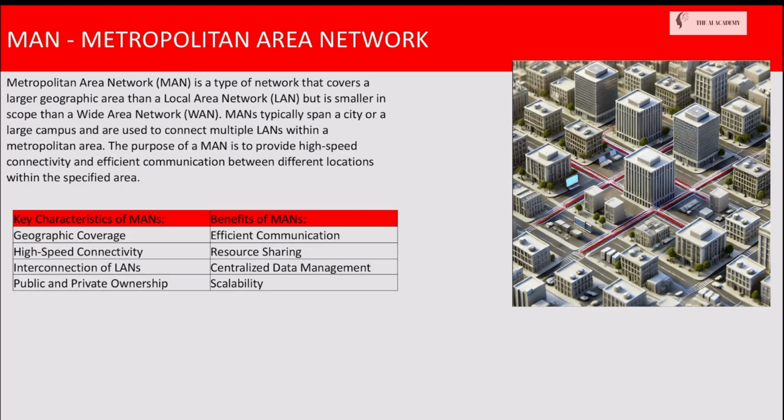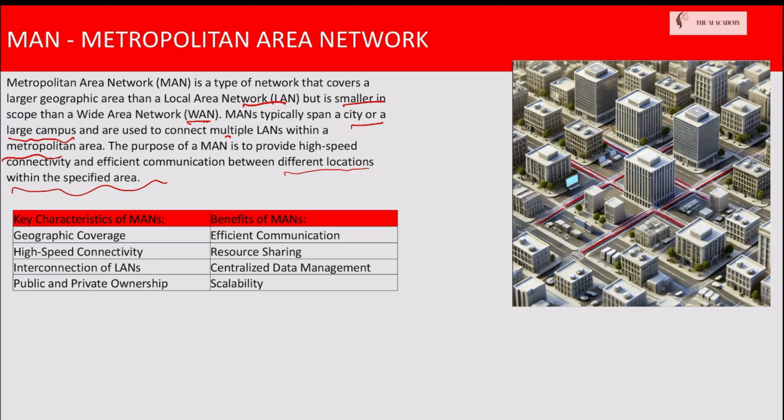A Metropolitan Area Network, also known as a MAN, is a type of network that covers a larger geographic area than a local area network but is smaller in scope than a wide area network. MANs typically span a city or a large campus and are used to connect multiple LANs within a metropolitan area. The purpose of a MAN is to provide high-speed connectivity and efficient communication between different locations within the specified area.